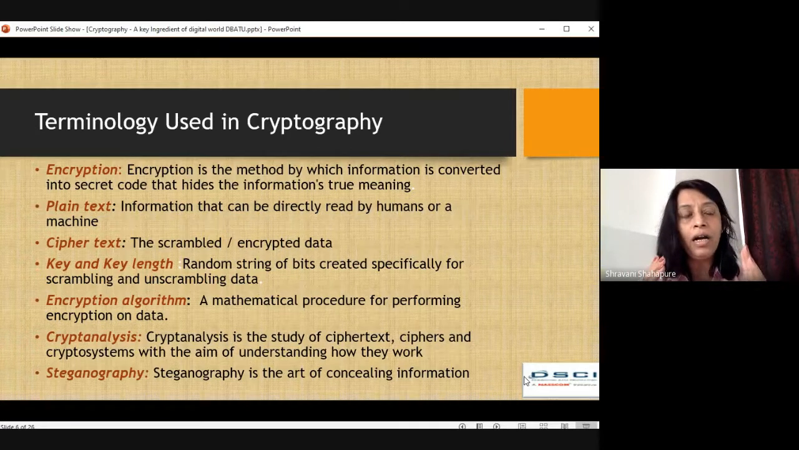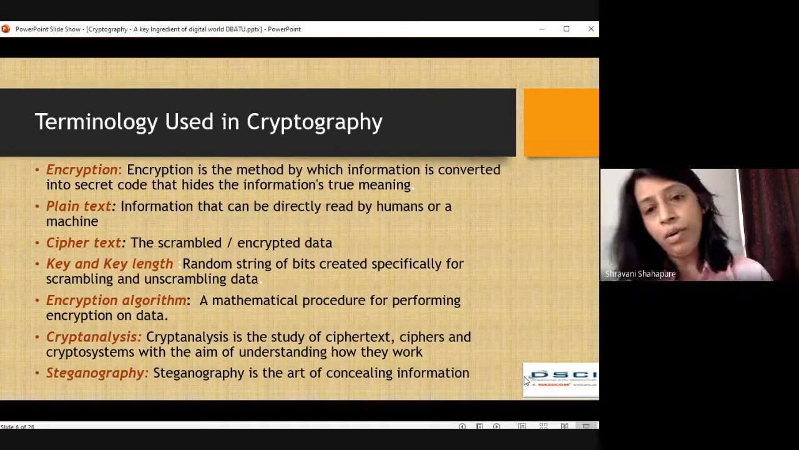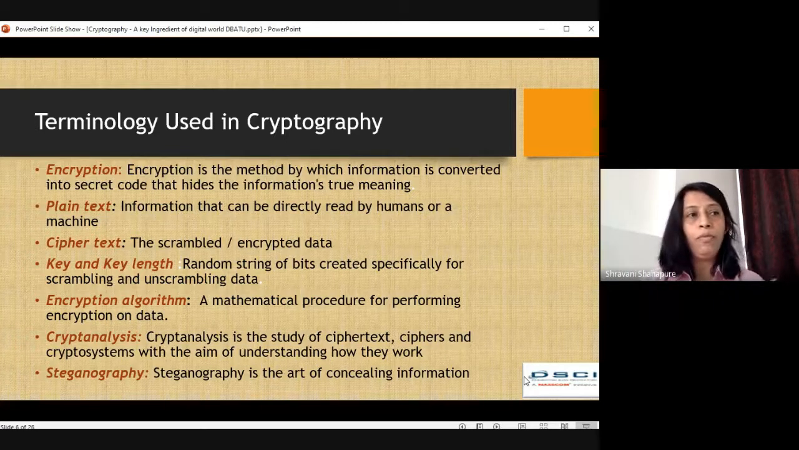There are various requirements for keys. It's like a password. We are getting different guidelines on how to use a password. So a key should normally be a very random string of bits, which is used to convert between the non-intelligent form and the intelligent form. So it is used for both encryption and decryption.